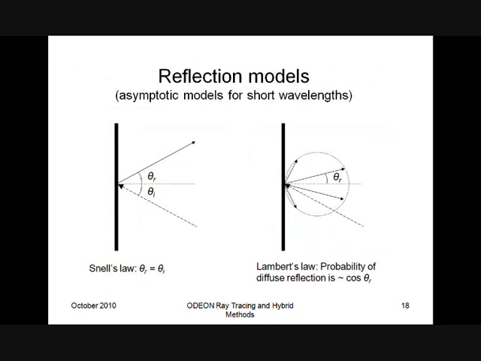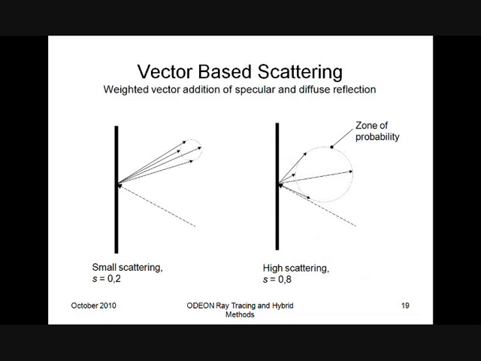If we now go back to the ray tracing, there is an important detail concerning the reflection of rays. From theory, there are 2 very different principles of reflection: Snell's law for specular reflection and Lambert's law for diffuse reflections. In the latter case, a random number is used to find a reflection direction within the probability function of Lambert's law. In ODEON, the vector-based scattering is used to create a more realistic reflection model.